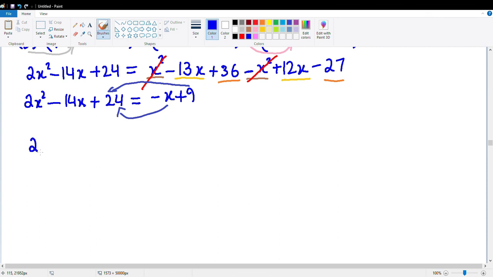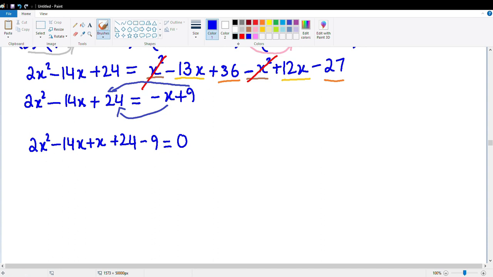Let's rewrite this. So this will be 2x squared minus 14x, and I'm rearranging it so x is negative over here. When it goes to the other side, it'll be positive, so plus x. And we have plus 24. And when 9 goes to the other side, it's positive right now, so its sign will change, it will become negative 9, so negative 9 equals 0.